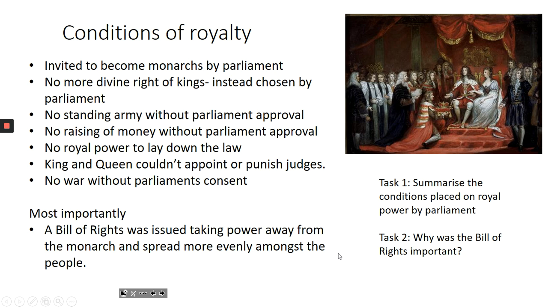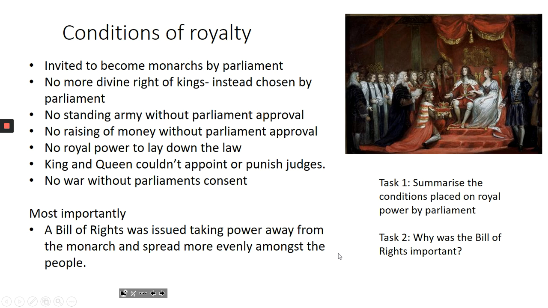They would not be allowed a standing army without Parliament's approval. They were not allowed to raise money without Parliament's approval. No royal power to lay down the law. The king and queen couldn't appoint or punish judges, and no war without Parliament's consent. So the power of the king and queen is stripped down.